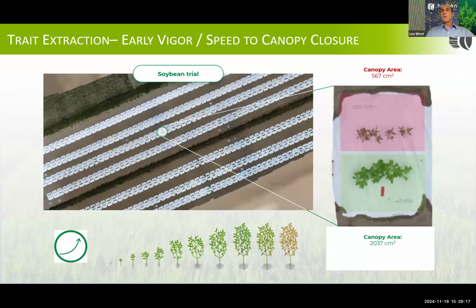Another trait of interest is early vigor, and this characteristic can be an important indicator of field competency. By doing a set of acquisitions early in the season, you can also derive a time series trait called speed to canopy closure, which can be critical for weed effect reduction. In many areas where herbicides are either not available or not allowable, this can be a really important trait.